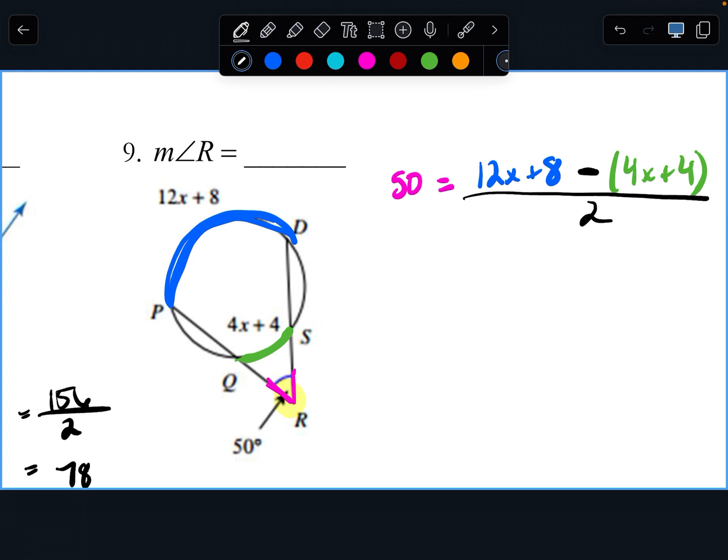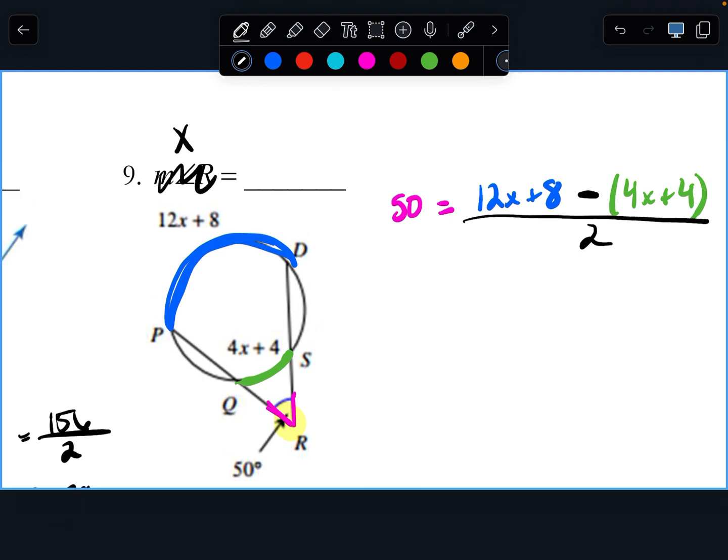So we have to find angle R. Why don't I just say 50? That shouldn't say angle R. That should say X. Sorry. Why would I have that? You could just say 50 degrees. That'd be so much easier. Okay, so anyway, we're going to find X.